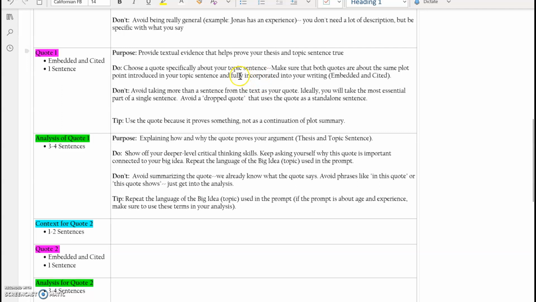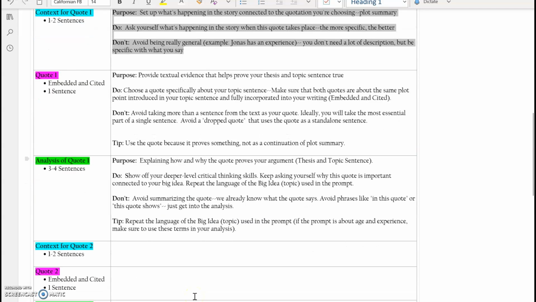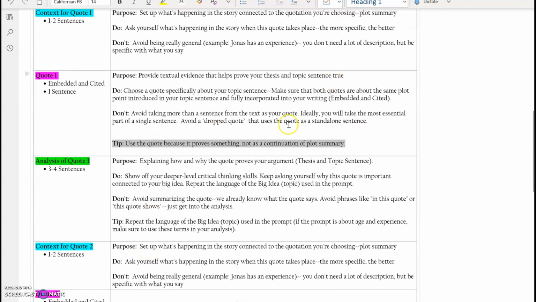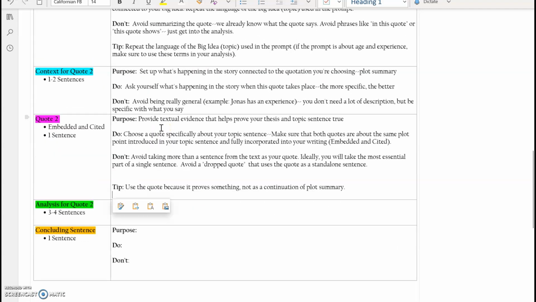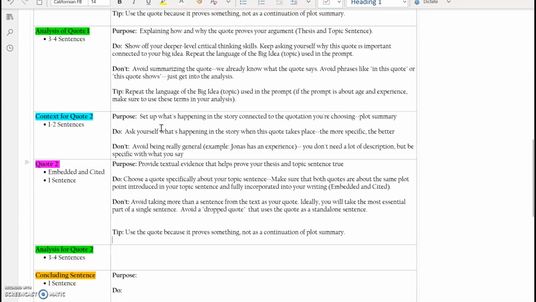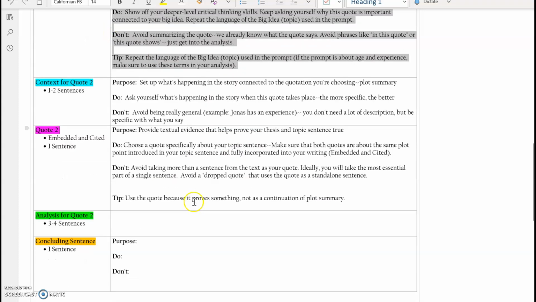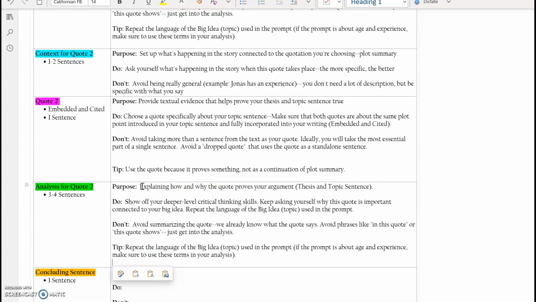So you just get to copy and paste here. For context for quote 2, you're going to do the exact same thing that you did for context for quote 1. So I'm going to copy paste. Same thing. Your information, your notes for quote 1 are going to be the same for quote 2. Both of those quotes are going to be about the same event. And then your analysis. So quote choice becomes really important, and you really want to keep that focused in.